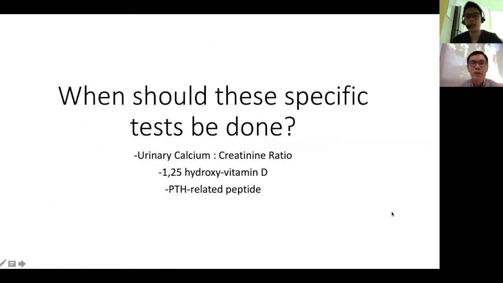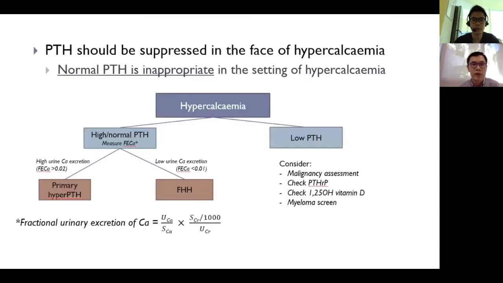So the next question is basically what are the next tests, and you have alluded to them partially in your algorithm. Perhaps the first thing you can take us through is the urinary calcium creatinine ratio, when to do it and how do we interpret it. Maybe if you go back to the previous slide, where we look at the left side of the chart with the PTH dependent hypercalcemia, the two main differentials that we're looking at are primary hyperparathyroidism, and the other is familial hypocalciuric hypercalcemia, or FHH.